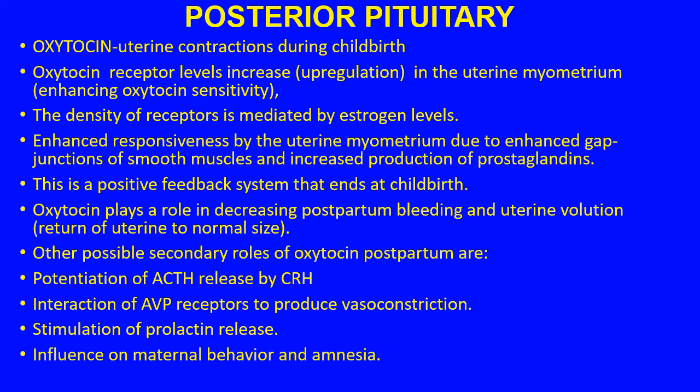So why are we having an upregulation? Well, that's going to increase the oxytocin sensitivity. So the density of the receptors, this is mediated by estrogen levels. So as the estrogen levels rise and continue to keep rising up closer to pregnancy, you have a greater amount of sensitivity to oxytocin for the uterine muscle layer. And this sometimes is also causing things like Braxton Hicks and the actual onset of childbirth.